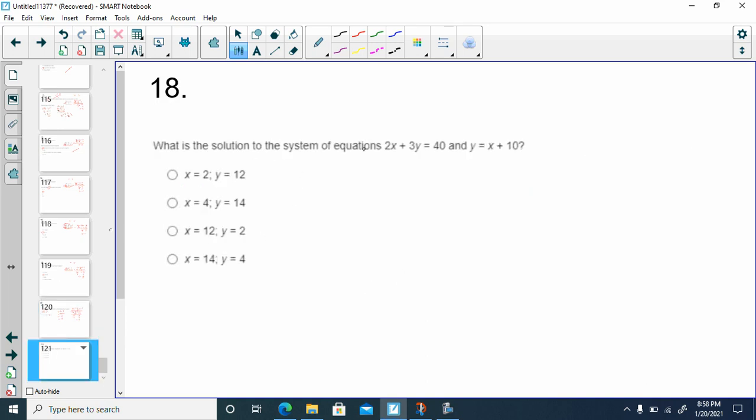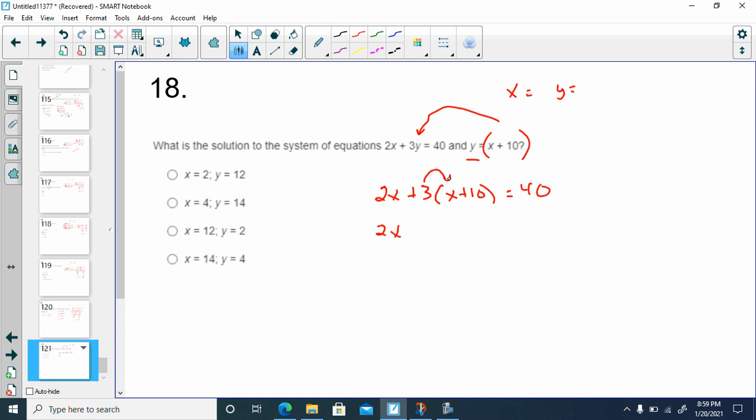What is the solution to this system of linear equations? Well, we've got 2x plus 3y is 40. We've got an x is equal to or a y is equal to, so I could use substitution. I'm going to substitute this in place of the y here. 2x plus 3 times, and in place of this y, I'm going to put x plus 10 is equal to 40.